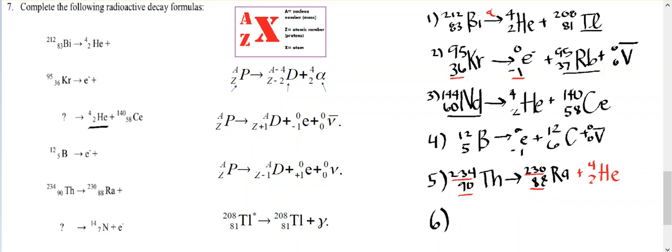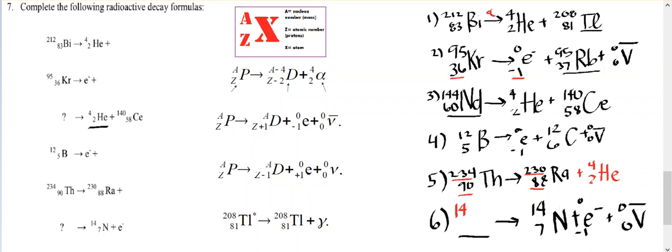Lastly, we are again trying to find out the parent element. So we are given that we have nitrogen going through a beta minus decay. So we can add from right to left to find our parent. So if we were to add across the top, we would find the nucleon number to be 14, and 7 minus the 1 electron is 6. Therefore, we know that this is carbon.